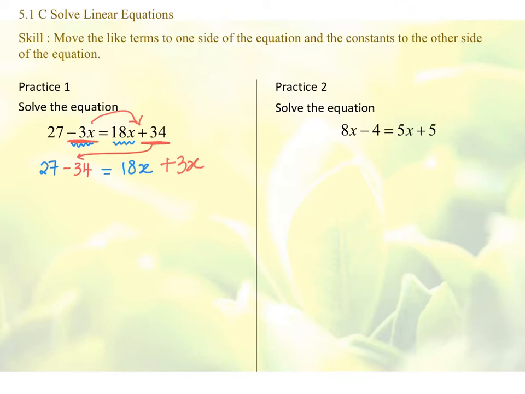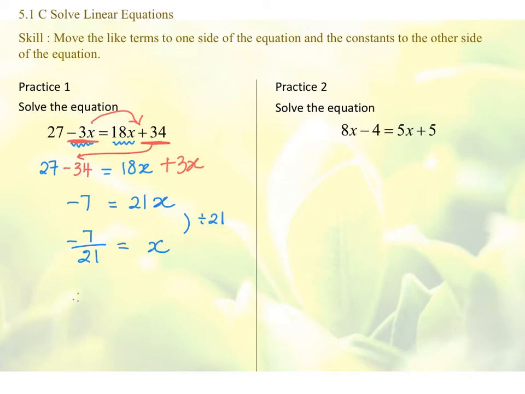Now after we have shifted the terms, we are going to simplify. So 27 minus 34 gives you negative 7. And 18x plus 3x gives you 21x. Now let's take note. I have 21 units of x. How do I find only 1 unit of x? I'm going to divide by 21. So I should take negative 7 over 21.